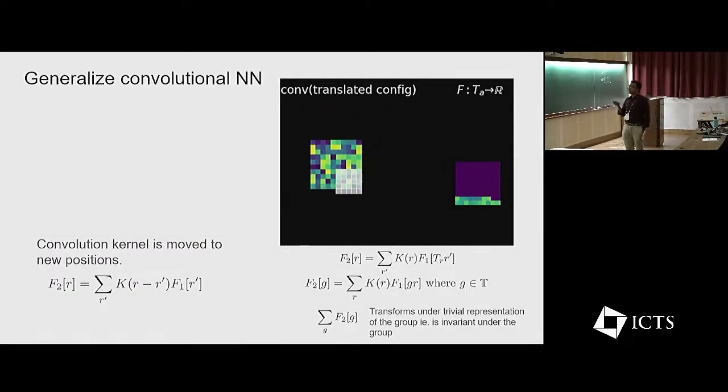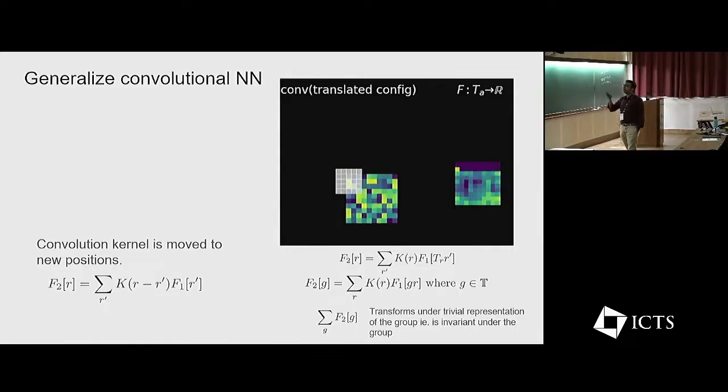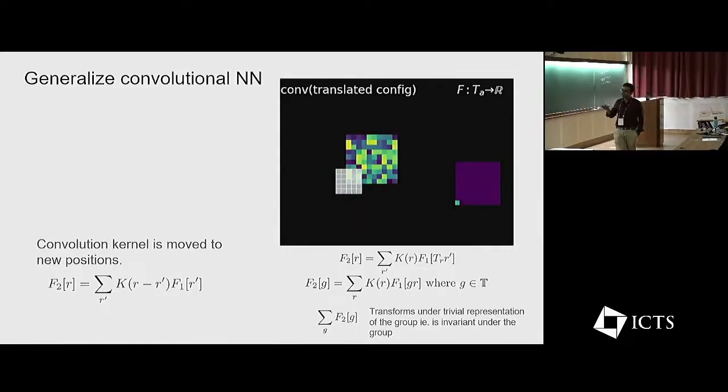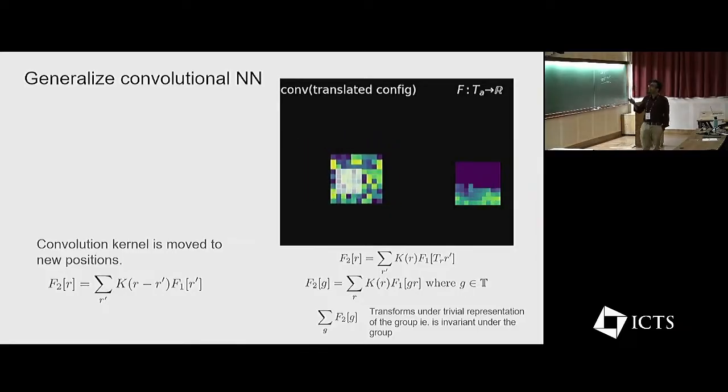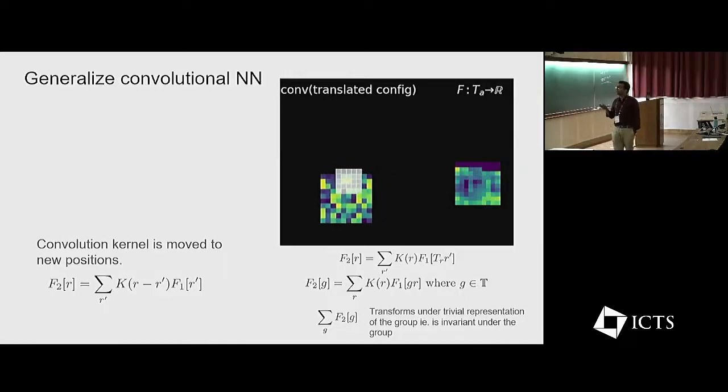I can think of the same thing in a different way. The kernel is held fixed, and I'm applying a group transformation to the image, and then applying the kernel on the central part of that image. And with that, I can get a new image. Now, this new image is a function of the group transformation that was applied to the image.